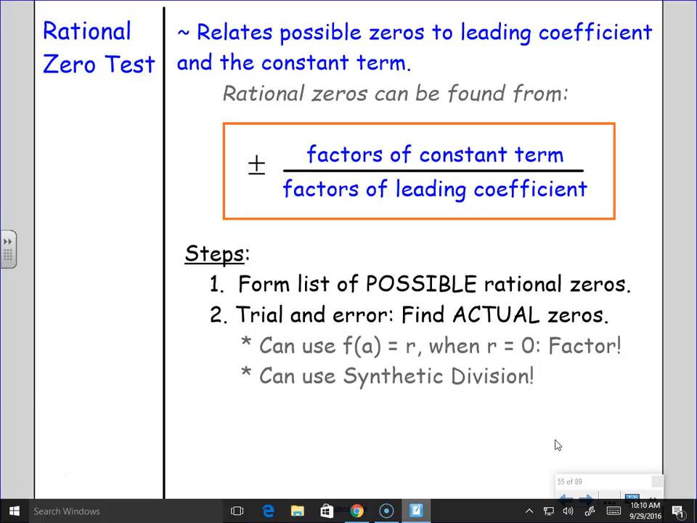Now, there's probably a few things that you don't like on this page. Number 1, there's a weird division. Number 2, there's a plus or minus. Number 3, it says all the factors, which means there might be a lot of different numbers. And number 4, it says trial and error in the steps. We'll get there.